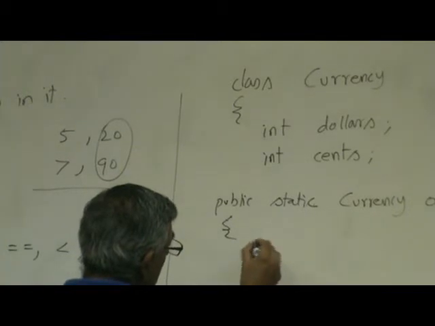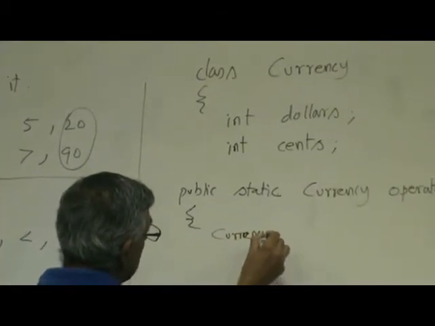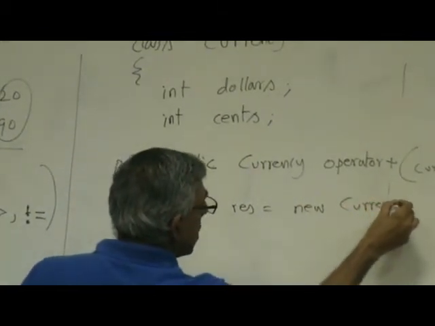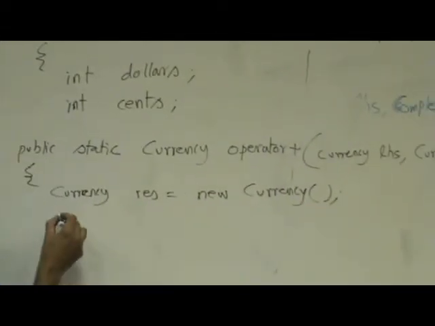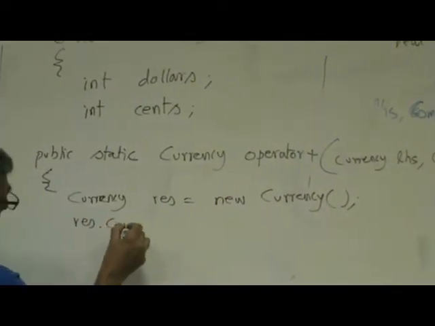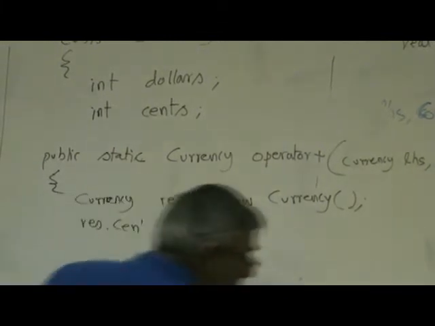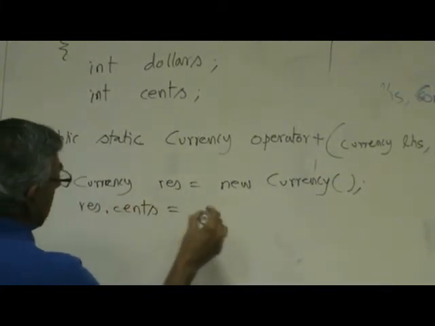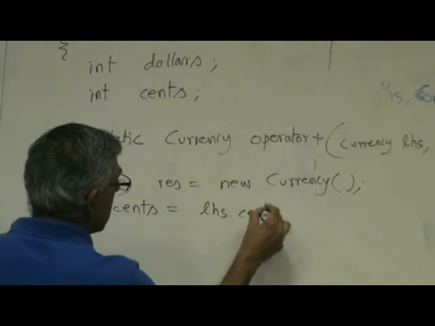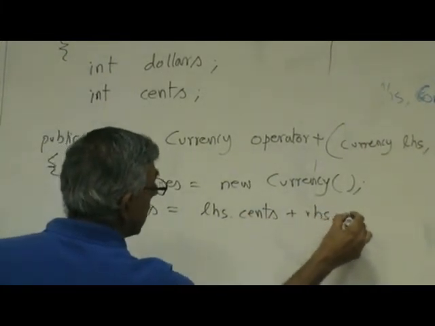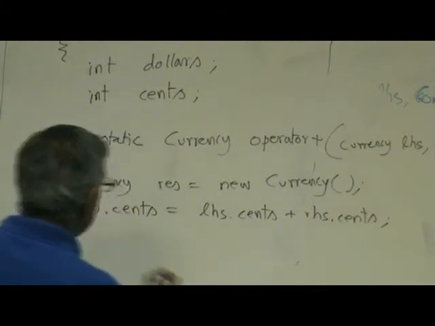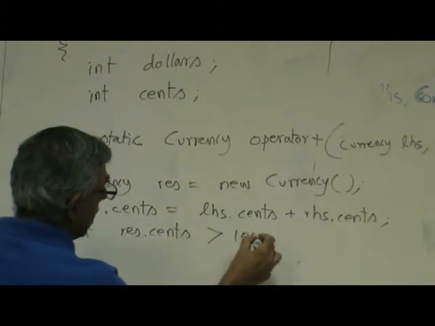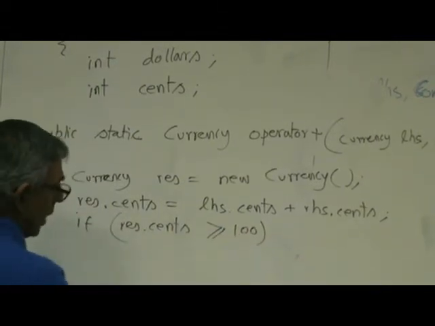So your code will look something like this: currency result equal to new currency. Okay, and then you will do res.cents. Since you are in the same class, you can use the lowercase. You don't have to use the uppercase. Cents equal to LHS.cents plus RHS.cents. Okay. If result.cents exceeds 100, greater than or equal to.